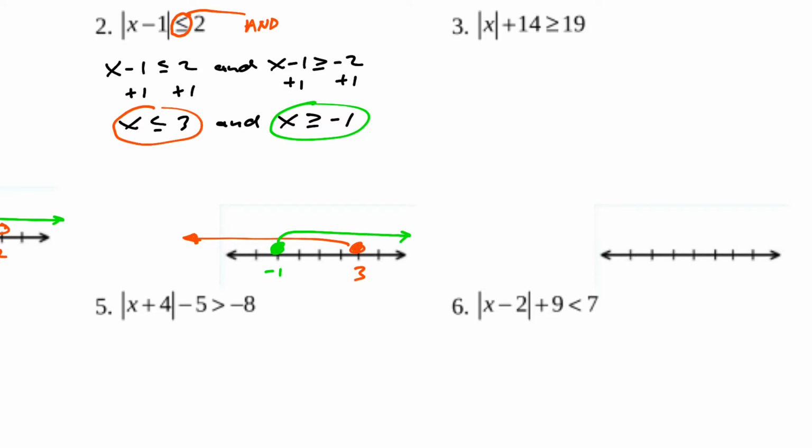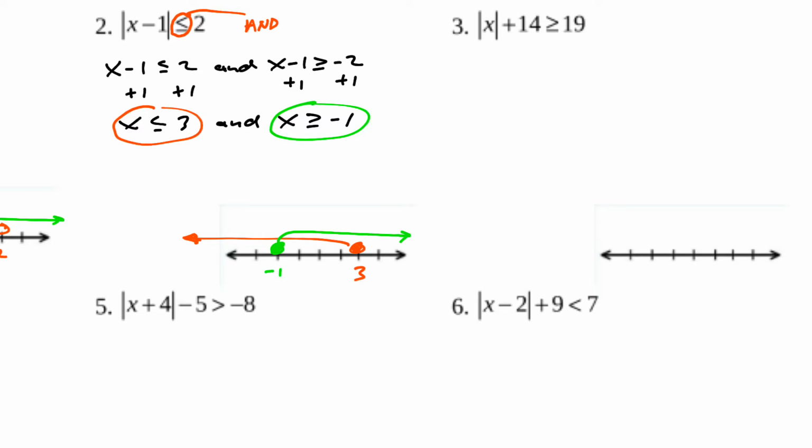Then our solution again, since it's an and, we're looking for the intersection. We're looking for the part that's double shaded. So we want the part that's shaded both red and green at the same time. You can see that that's all the real numbers x in between -1 and 3. But then we'll also want to include the -1 and 3 as part of our solution, since those are solid circles at -1 and 3.